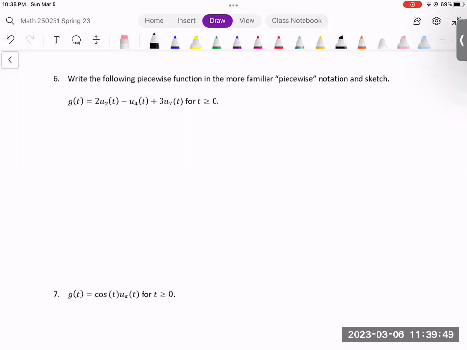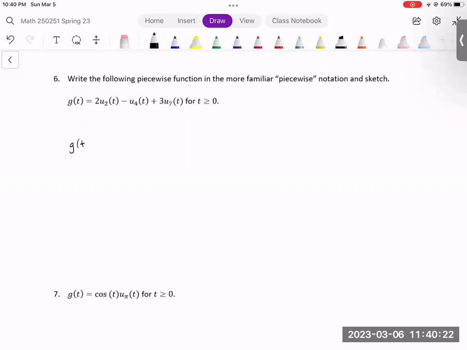Okay. So we're going to have a number of different t regions that we're considering. So if we look at this first example, g of t is 2u2 of t minus u4 of t plus 3u7 of t. We can think of having t less than 2. Yeah, let's write this all out.